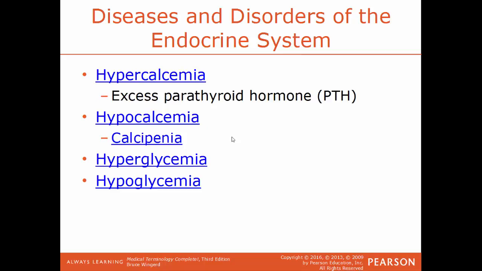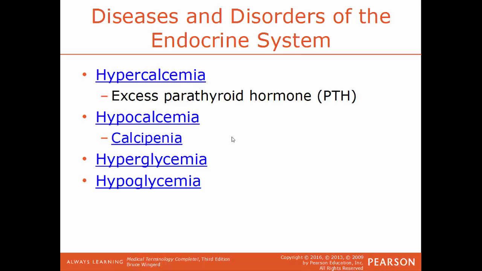Hypercalcemia. This is a condition of the blood where your levels of calcium are way too high. And this is due to the overproduction of parathyroid hormone, or PTH. And the opposite of that would be hypocalcemia, where levels of blood calcium are too low. Another term for that condition would be calcipenia. Now there has to be a balance of the levels of blood calcium in the body. You don't want levels to be too high, you don't want levels to be too low. There has to be a balance, and that's controlled by the hormones calcitonin and parathyroid hormone.